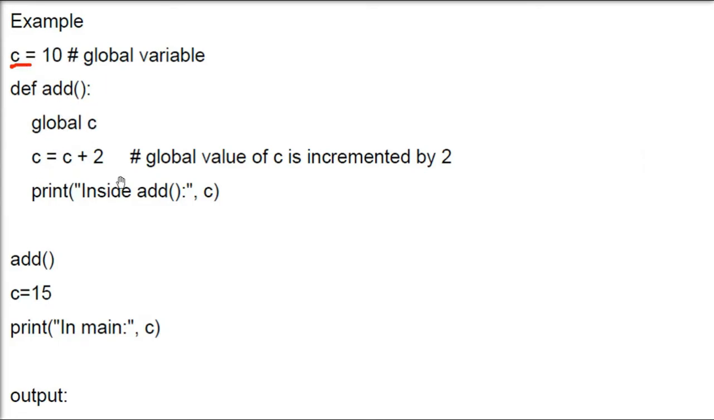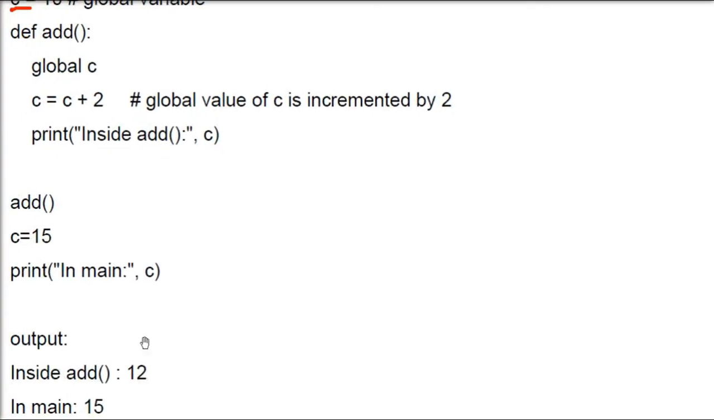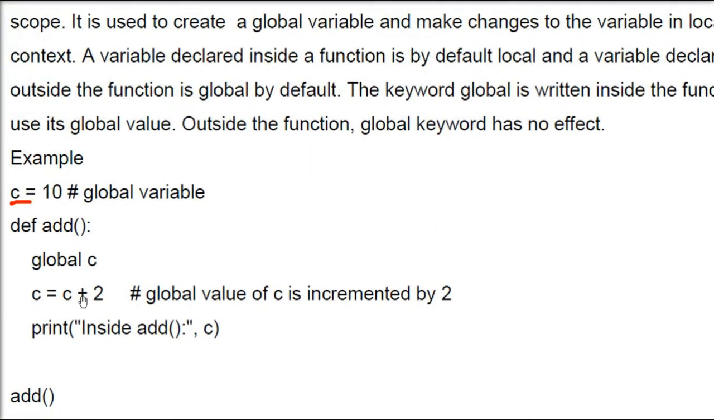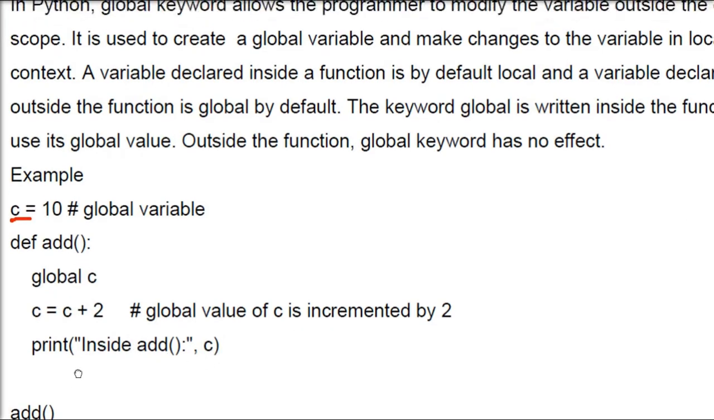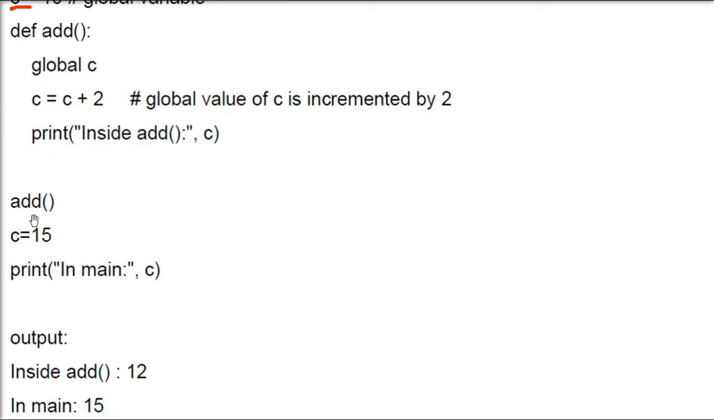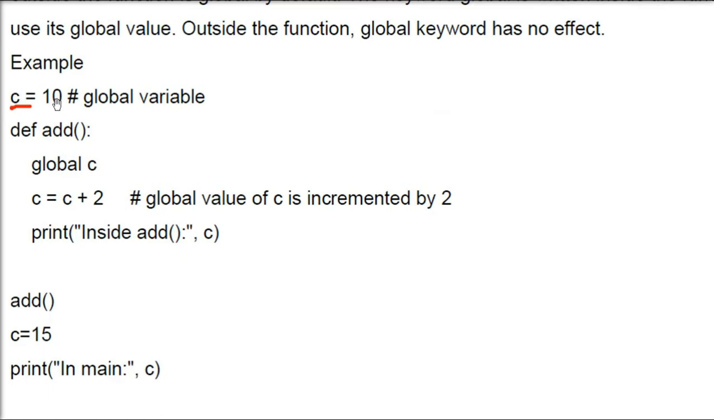Now you have called specifically global C, that is, you want to use this global C. Then you said C equals C plus 2, because now you have called global C. So C is 10, 10 you have used, 10 plus 2 is 12. So now 12 will be printed because you want to use this global C. But now when you call this function, it will be C equals 15. After this add function, you have called C equals 15.